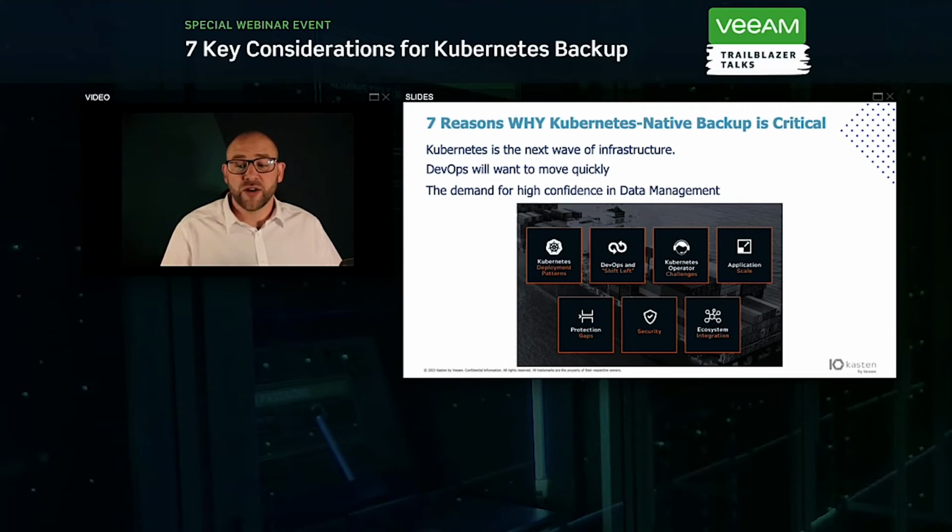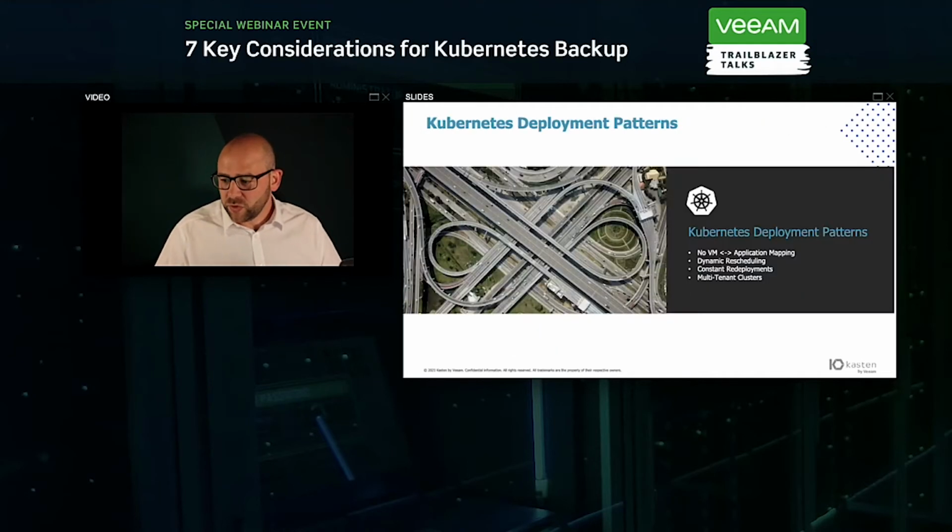And that demand for high confidence in data management hasn't gone away because we've got Kubernetes. That's the fundamental key takeaway today, is that it hasn't gone away. And deployment patterns. So we normally would look at a virtual machine, we'd put our application on that. Well, that's now changed because we're taking that application, we're splitting it down into multiple microservices, different pods, different requirements, so that we can scale it individually in the Kubernetes environment. And with that changes what our data management process needs to look like.